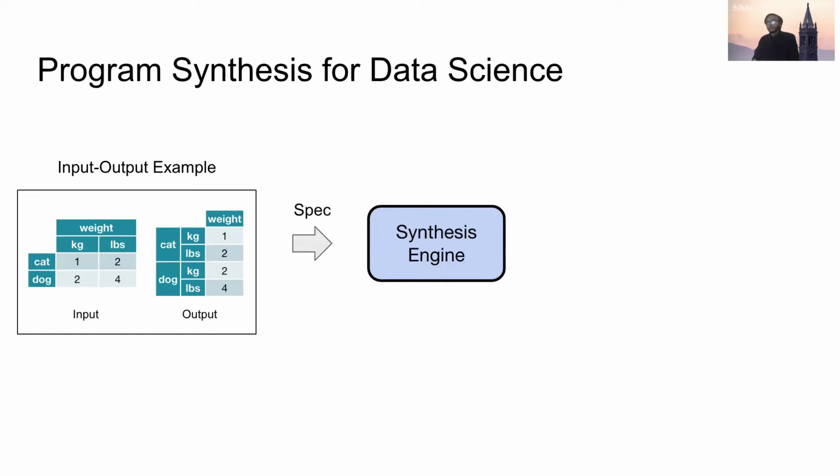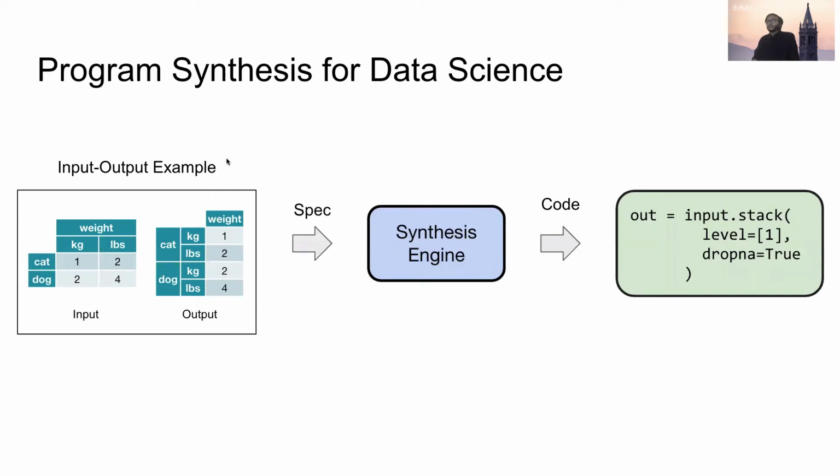So let's say they want to perform a table transformation. They provide an input table and the output table, and they ask the engine to come up with code that does this. And the engine comes up with code, say the one on the right, which is using the Pandas API for performing the table transformation. And the user can simply use the code snippet within their larger pipeline.